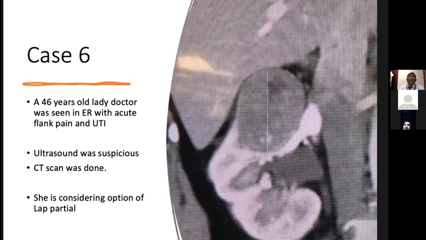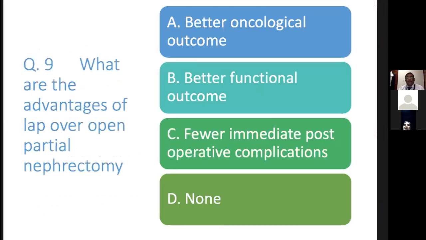CT was subsequently done, and as you can see in the CT scan, she has a definite mass in the upper pole of the kidney. And she is basically considering and wanted to have a lap partial nephrectomy. So the question is, what are the advantages of lap over open partial nephrectomy? Is it better oncological outcome, better functional outcome, fewer immediate postoperative complications, or none of the above?